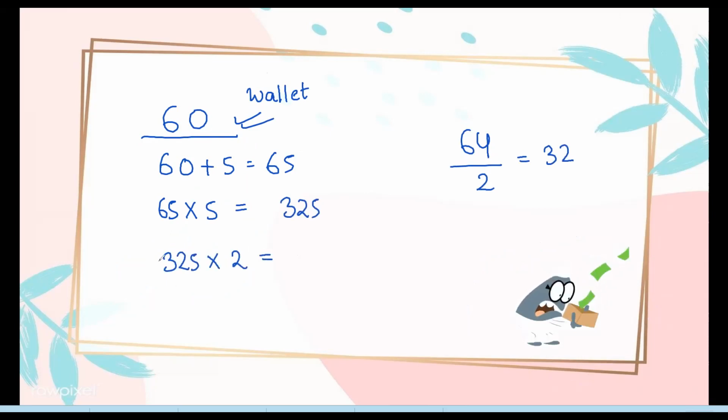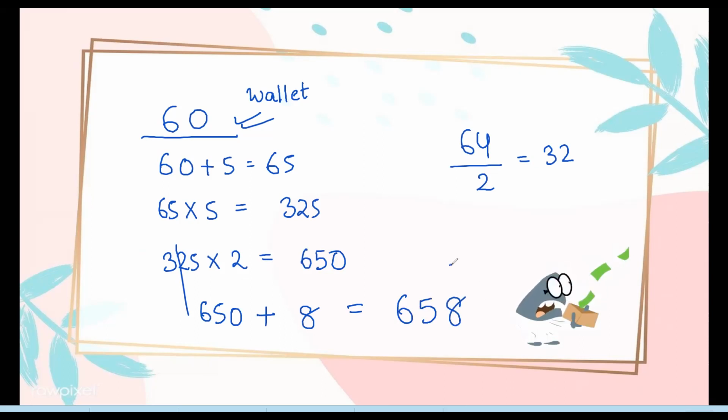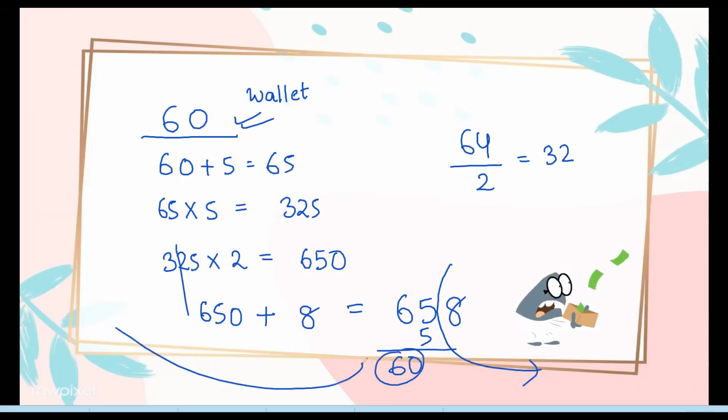So very easy. Double of 3, you can part the number and double it. So 650. And add any of your favorite numbers. So suppose 8, so 658. Now revealing the answer, what do you have to do? You have to neglect this part and subtract 5. So 60. See, we have got the answer.